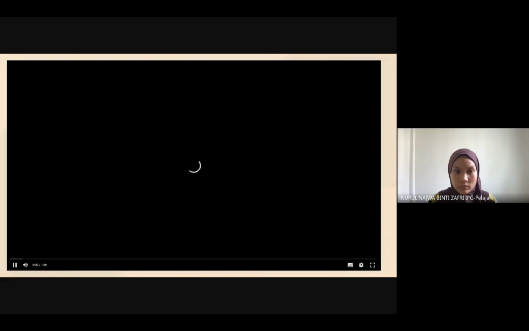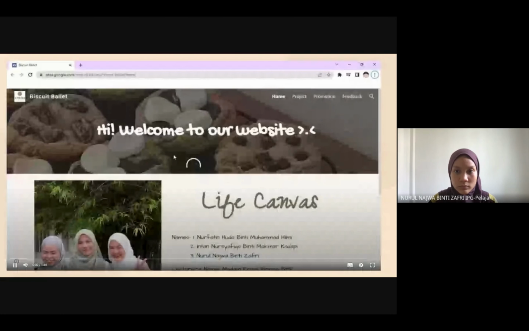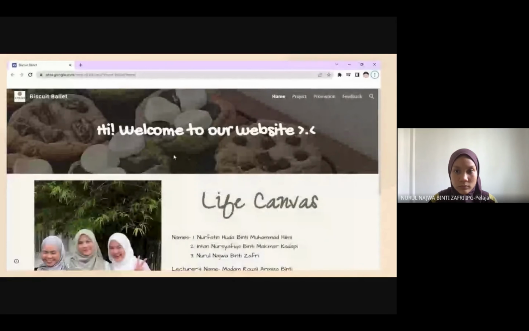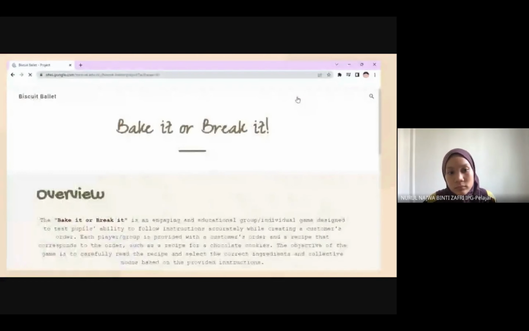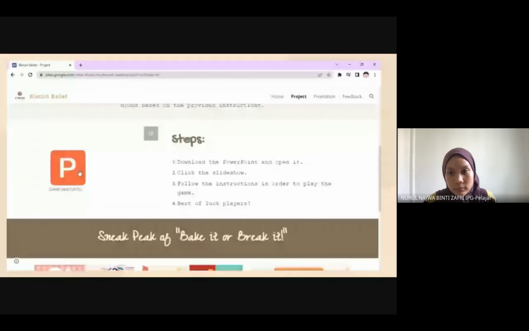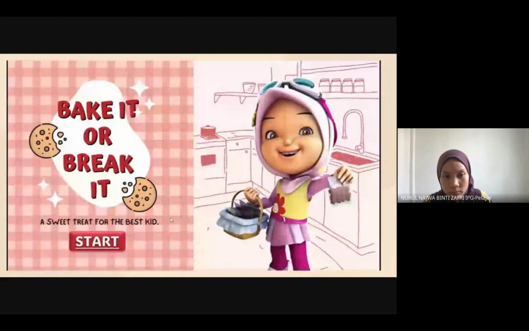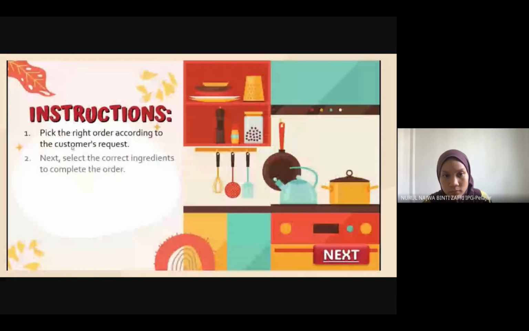Okay, now I will show you the demo of how to play this game. Now you have to open the Google site, and then you look at the top corner. There are 4 button options. Then you have to click on the project to download. Once you have downloaded the game from Google Drive, you have to open the PowerPoint on your laptop. So this is how the game looks. However, before you play the game, there are instructions that you need to follow.